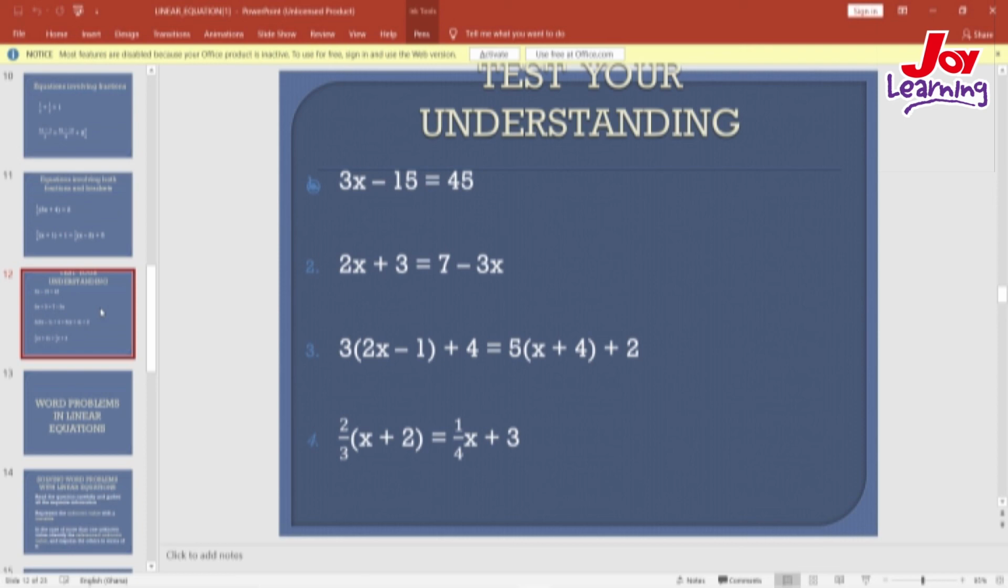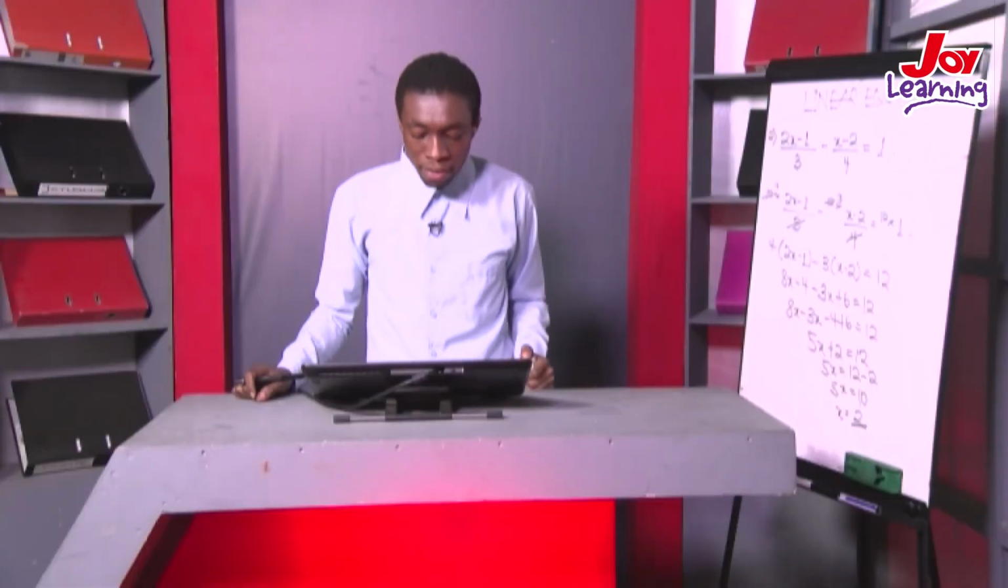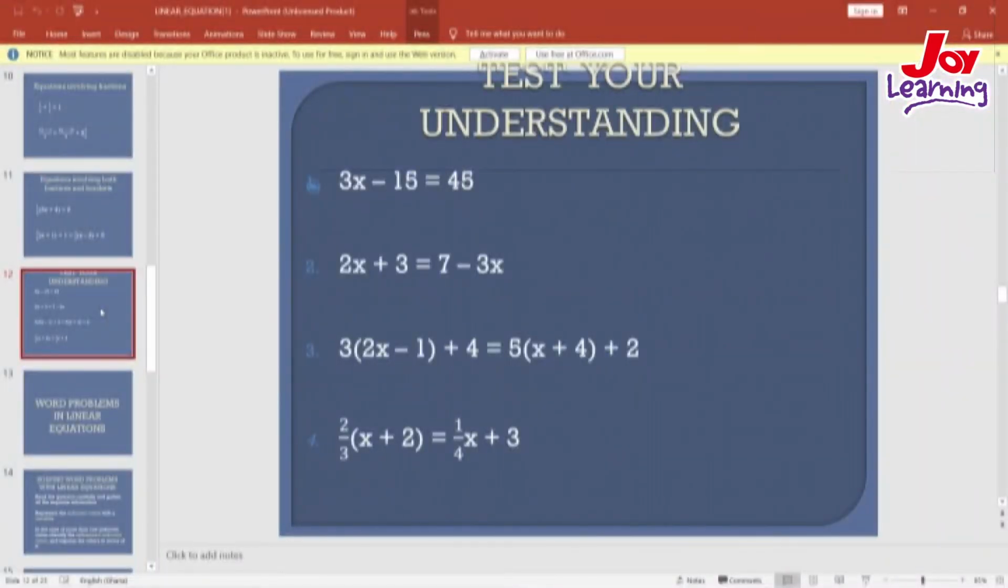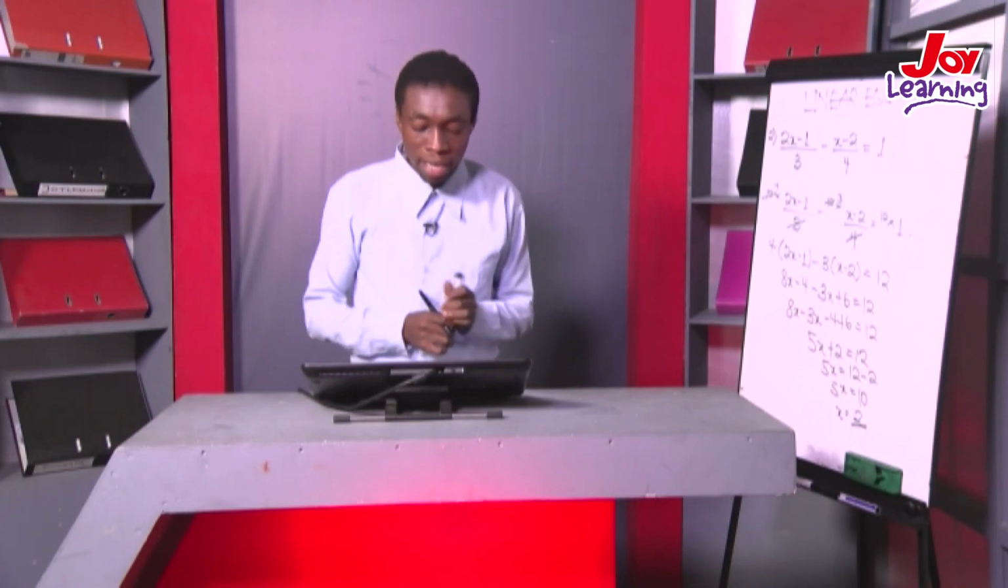We know how to go about that. And the final one, that involves fraction and also brackets, but I'm sure we can deal with that. So we have 2 over 3 into bracket s plus 2 equal to 1 over 4x plus 3. So you have to find the value of x that will make the equation valid.